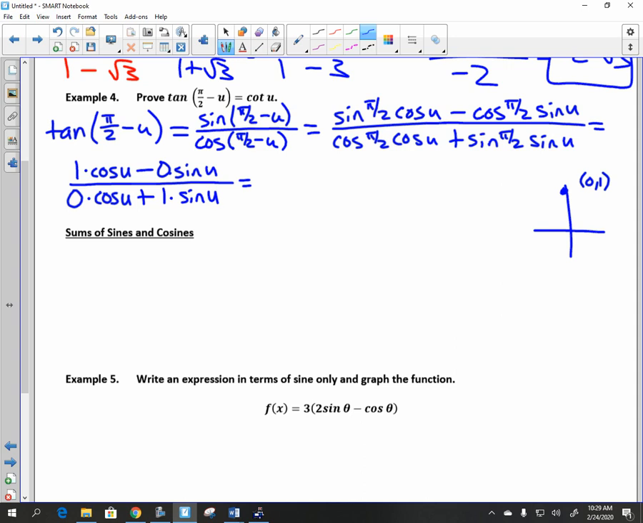Look at how great that is. 0 times sine, that's going to go away. What are you left with in the numerator? You're just left with cosine of u in the numerator, right? Yeah, cosine of u is in the numerator. What's in the denominator? Sine of u. I wish I knew what cosine over sine was. Oh, wait a minute. Yeah, it's tangent. No, it's not tangent. It's cotangent. Yeah, you are tricking me. Yeah. And then we are done.